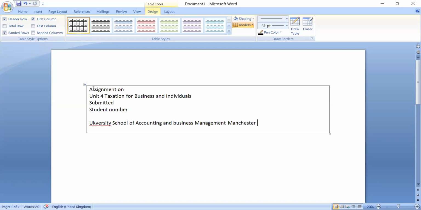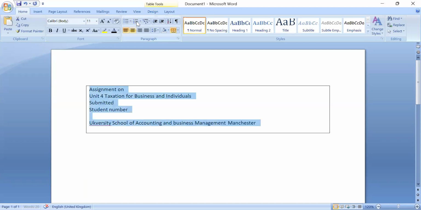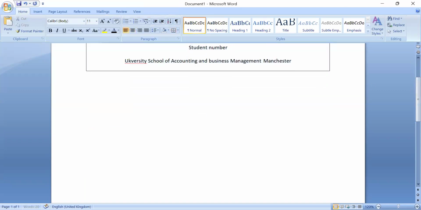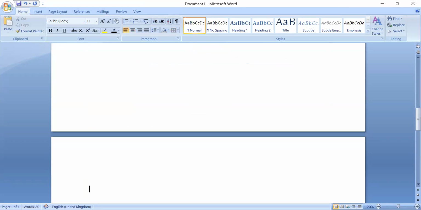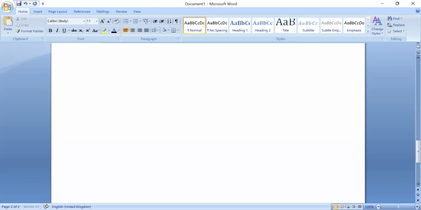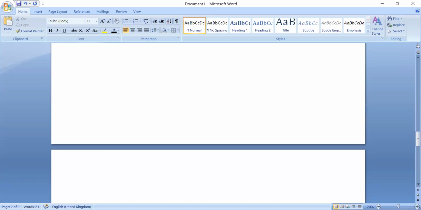So that can be your cover sheet, cover page, and then of course we can go down. The second page is your content page. So that can be your content page, and move to the third. So look around, introduction.